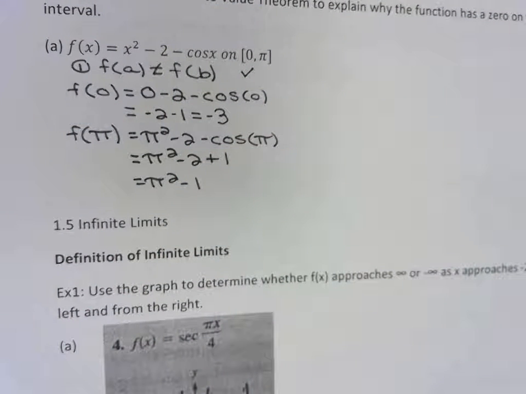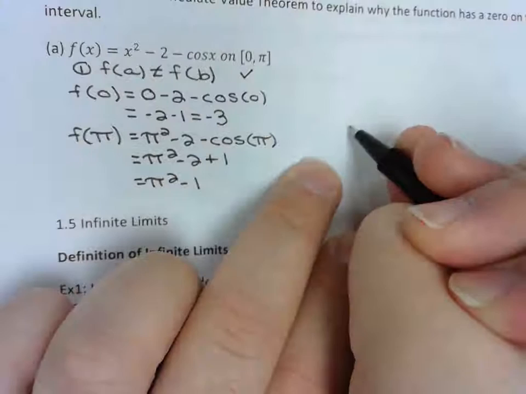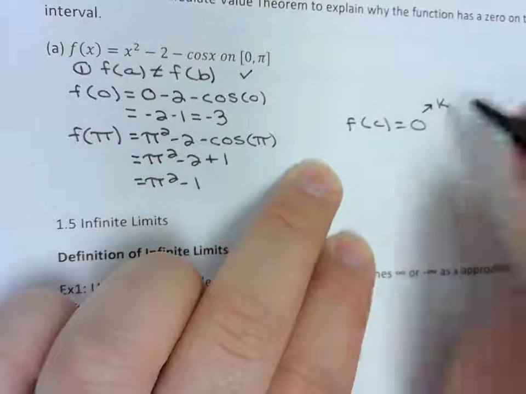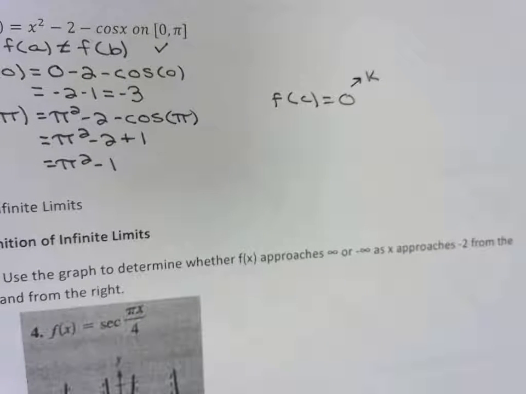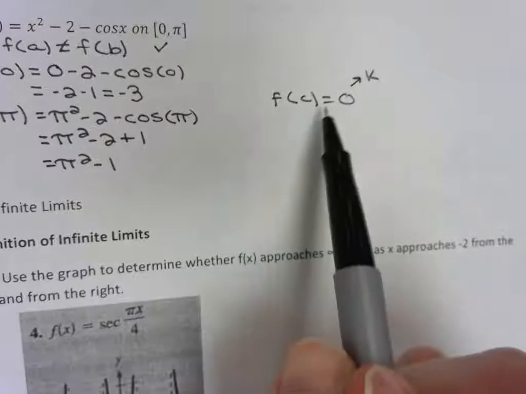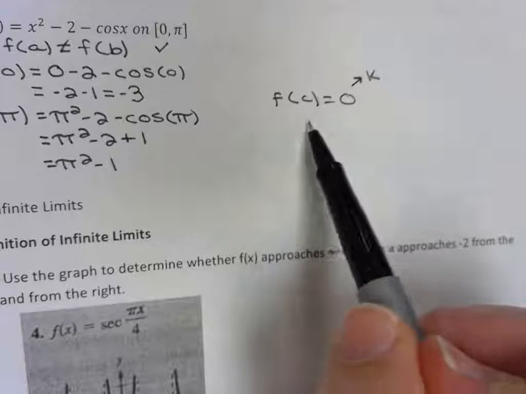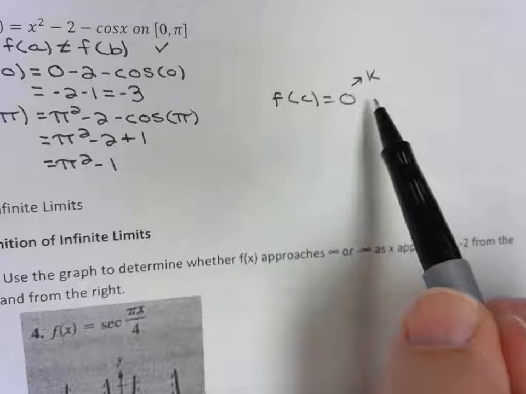The second part says that K is any number between f of A and f of B. So we're going to show that f of C equals 0. This is my K value. So I want to show that there is a 0, which means that this has to be equal to 0. So if I want it to be a 0, my f of C has to be equal to 0.